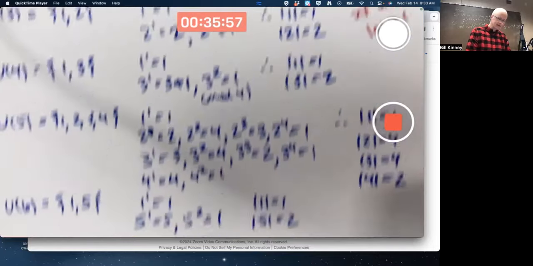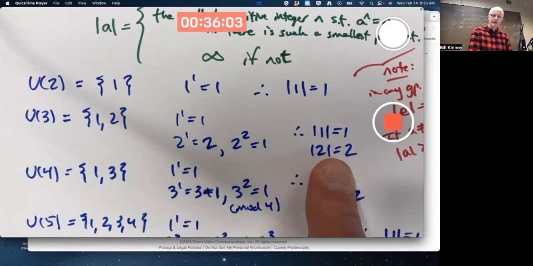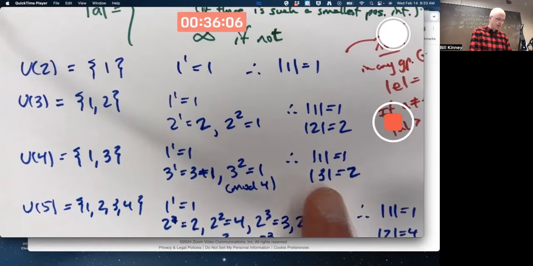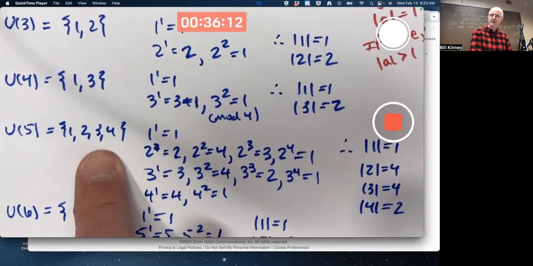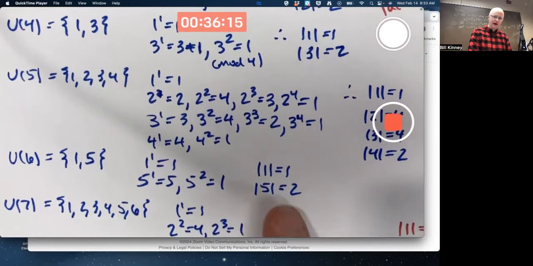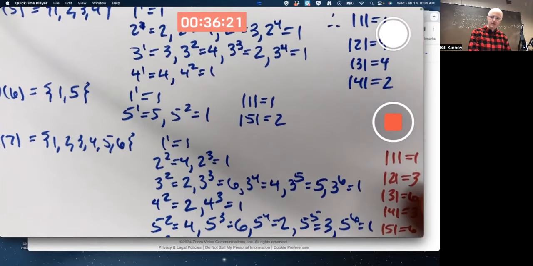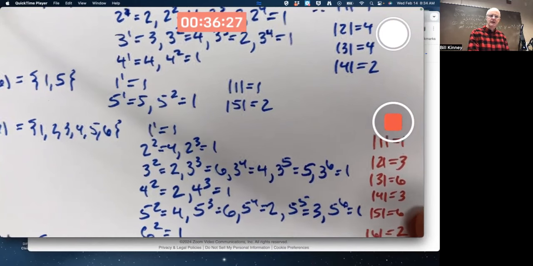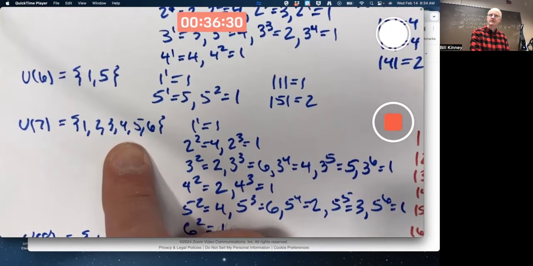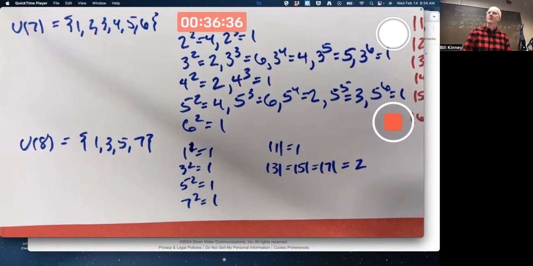So far in all these examples, there has been at least one element that has order equal to the order of the group. 2 in U3, 3 in U4, 2 and 3 had order 4 in U5. 5 has order 2 in U6. U6 has 2 elements. 3 and 5 have order 6 in U7, which has 6 elements. But in U8, the order of U8 is 4, but no element has order 4. That's something different.